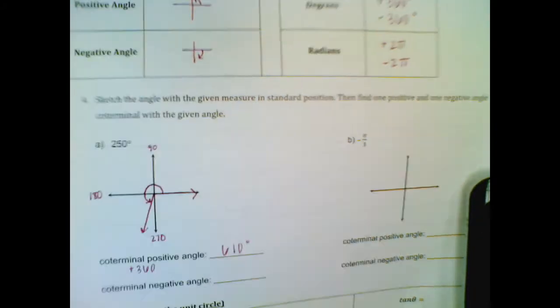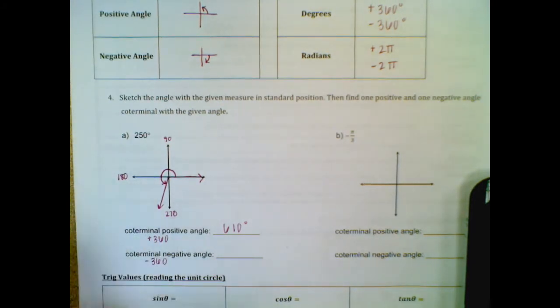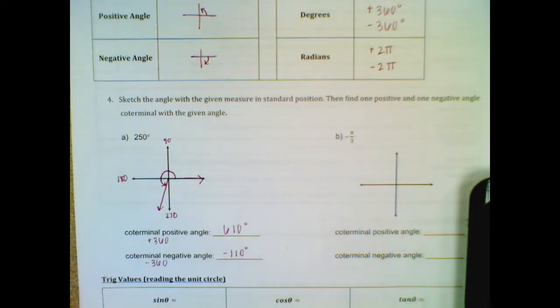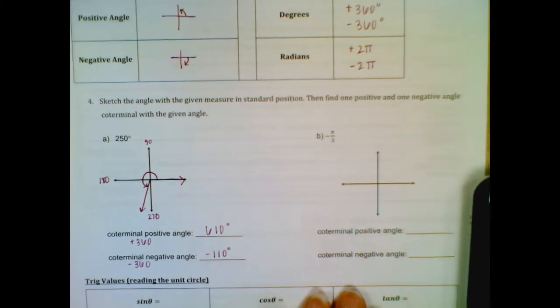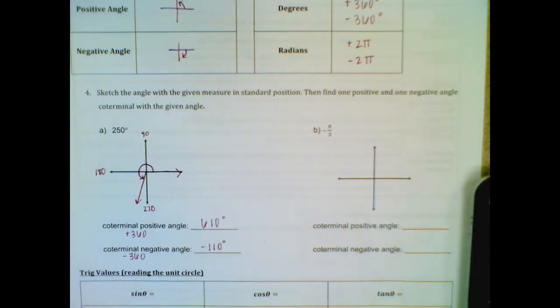And then to find a negative coterminal angle, I'm going to subtract 360 from 250. So 250 minus 360 is negative 110. Beautiful. And you can keep adding or subtracting 360 until you get a positive and negative answer. All right, letter B, negative pi over 3.